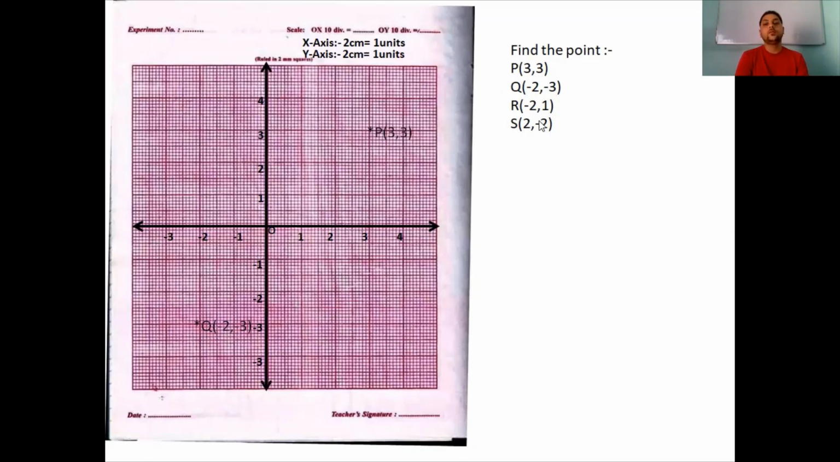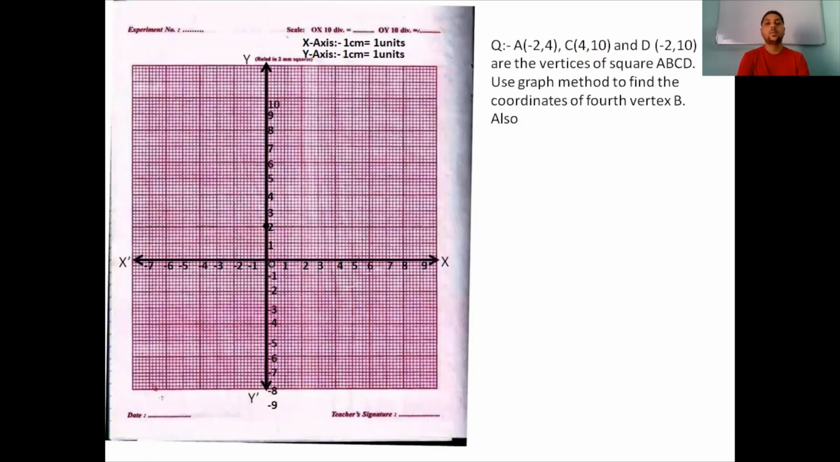Similarly we have R as x equal to -2 and y equal to +1. First we proceed from the origin, this is (-2, 1) on the upper side. Similarly we have S as (+2, -2). Understand this? So in this way we can represent any point on our Cartesian plane.